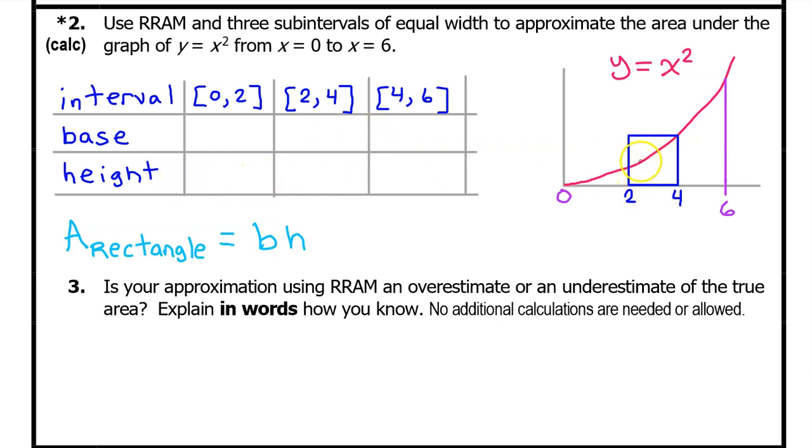Let's consider the rectangle on the interval from 2 to 4. The base of this rectangle is the width of the interval. 4 minus 2 is 2.